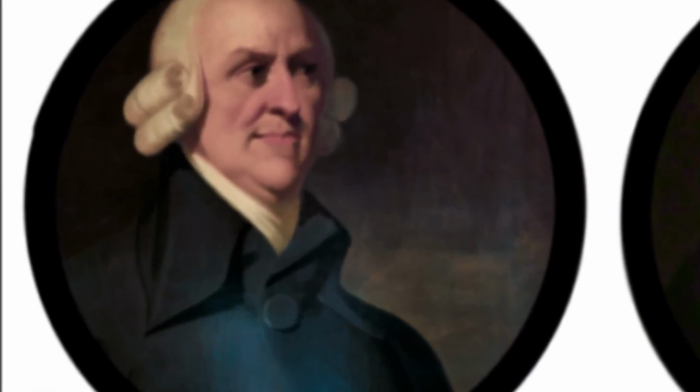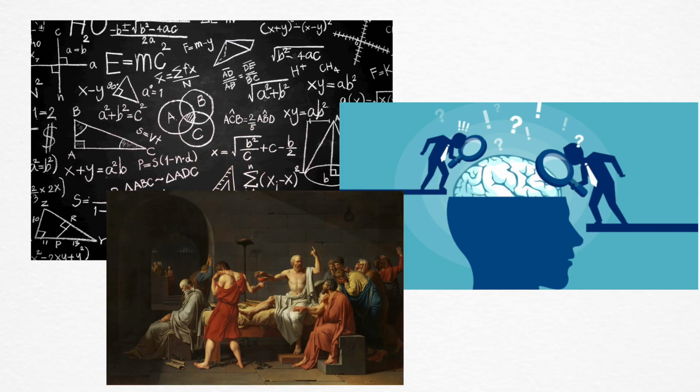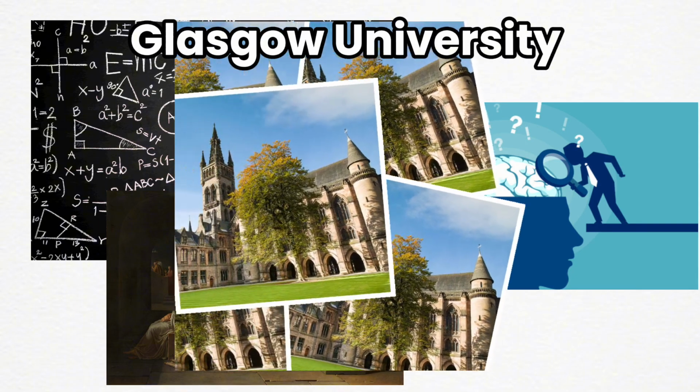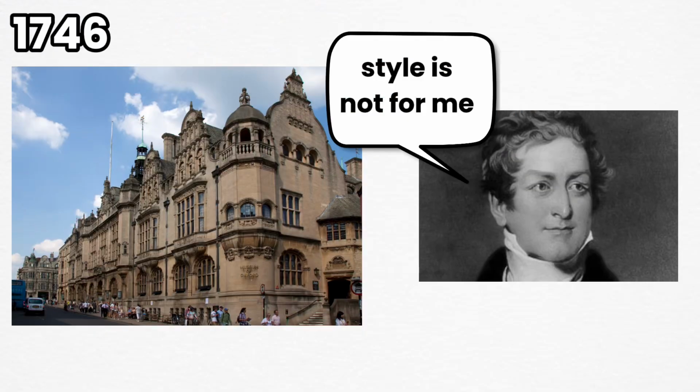Adam Smith. Adam Smith is known as the founding father of modern economics. From a young age, he studied things like mathematics, psychology, and philosophy, going to college at just 14 and doing his postgraduate studies at Oxford. However, he would leave Oxford in 1746, citing that the teaching style wasn't for him.